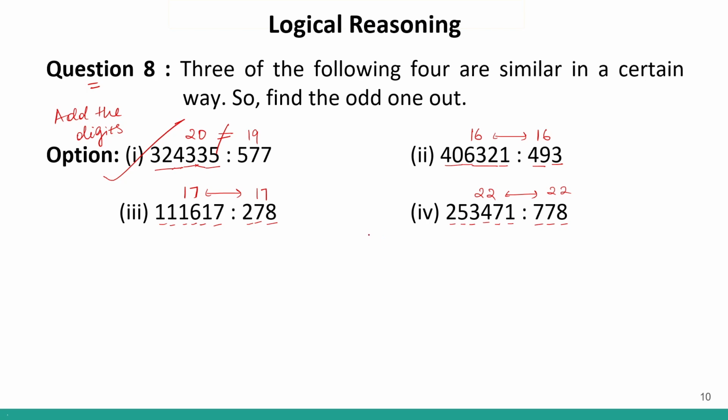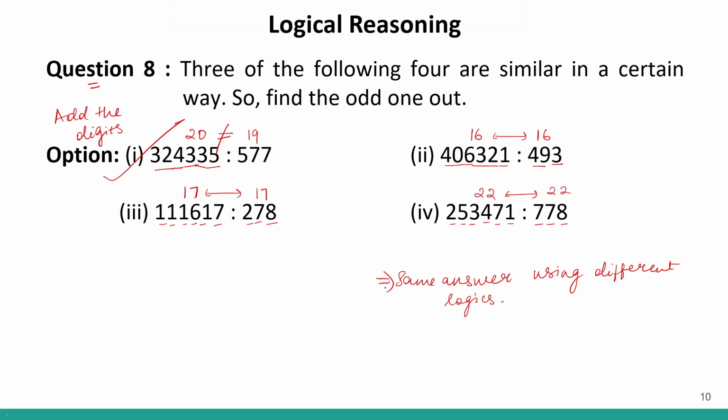Okay. So whenever you get questions like odd one out, you can have more than one logic. But in your competitive exams, if a question has more than one logic, you will arrive at the same answer using different logics. This is true for your competitive exams. You will get the same answer using different logics.